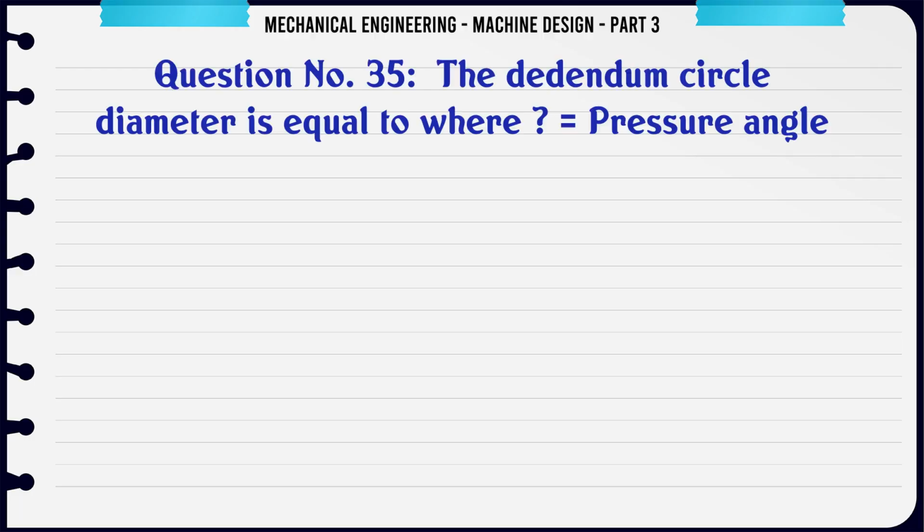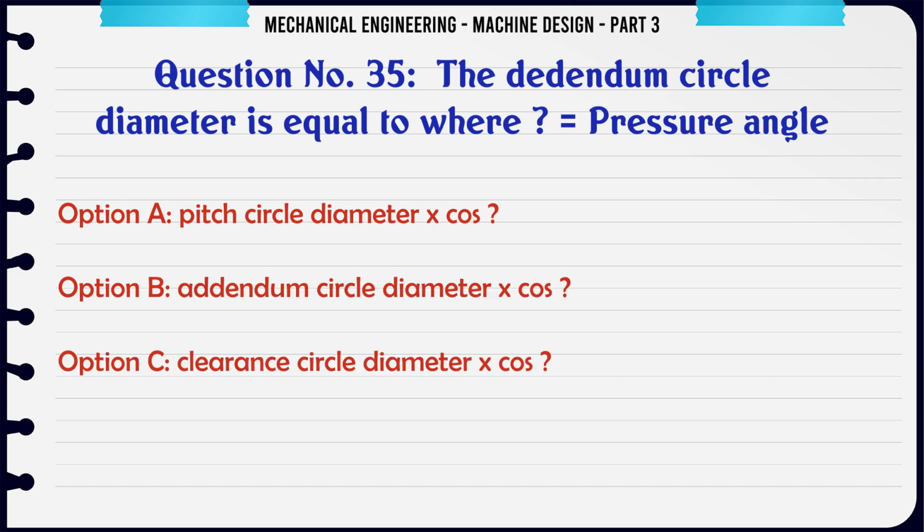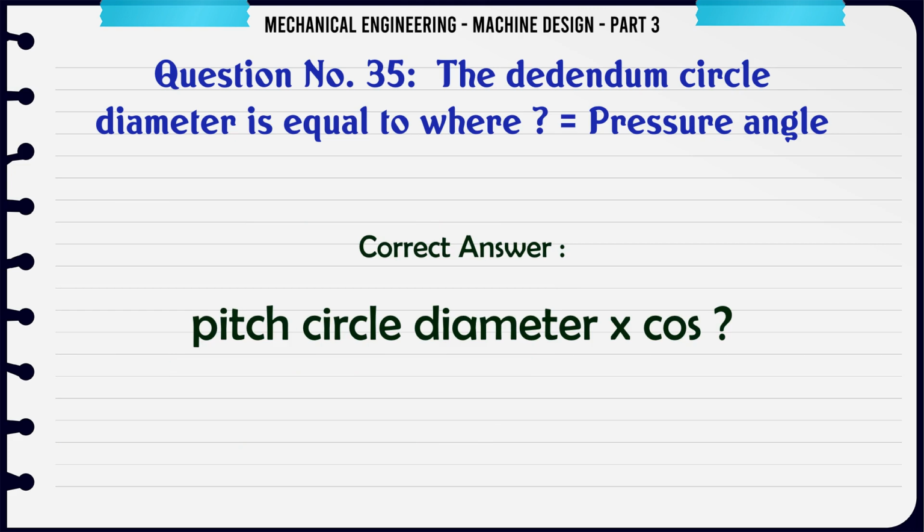The addendum circle diameter is equal to ___ where phi is the pressure angle. A. Pitch circle diameter x cos phi. B. Addendum circle diameter x cos phi. C. Clearance circle diameter x cos phi. D. Pitch circle diameter x sin phi. The correct answer is pitch circle diameter x cos phi.